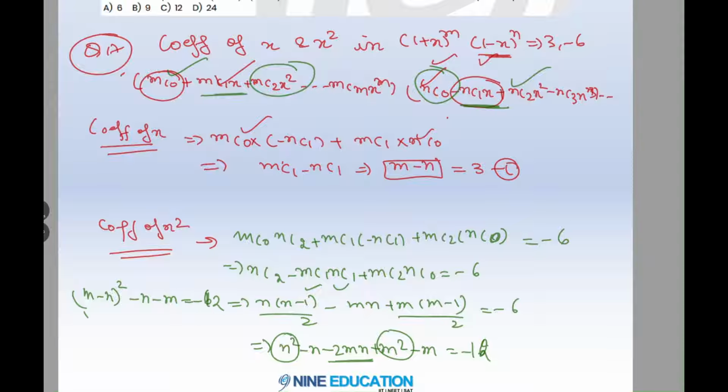m minus n value from equation number 1 is 3. So 9 minus n plus m is minus 12. So n plus m is 21.